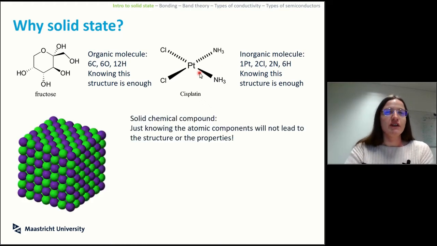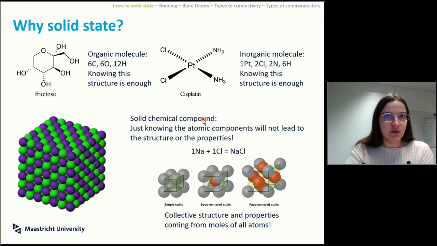When you find yourself with a solid chemical compound, knowing just what are the components is not going to lead you anywhere. Even if you take something as easy as table salt, if you tell me it's 1 sodium and 1 chloride, A is absolutely not true. B is not going to help you. Like, it's not going to tell you anything about the properties of this solid. You're gonna know that stoichiometrically speaking it is a 1-to-1 ratio of sodium and chlorine.